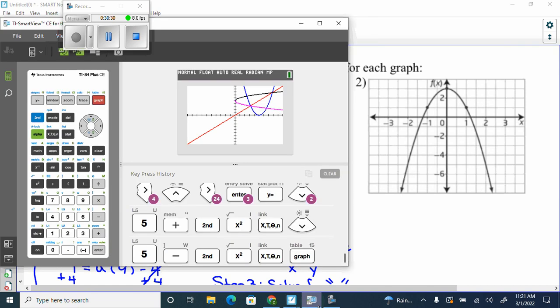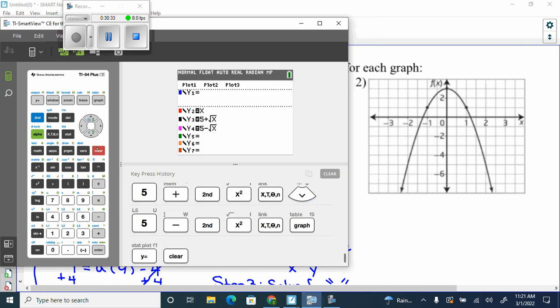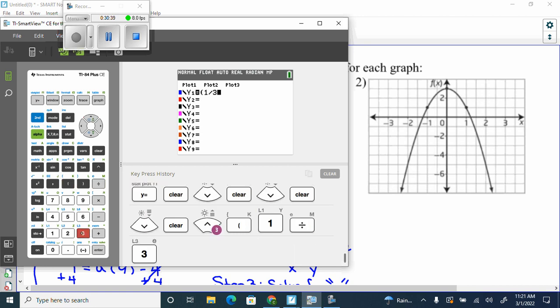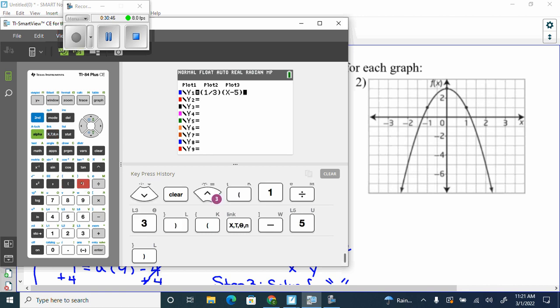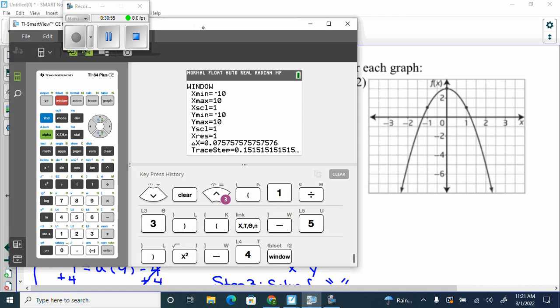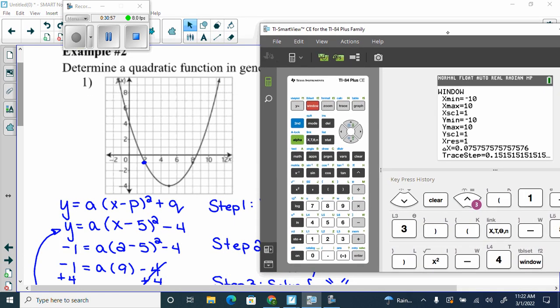You're going to tell me what it is again because I don't remember what it is. It's from yesterday. 3-1s. Okay. It was 1/3 x. What was it again? Squared. Okay, so we're going to go to window. Everyone go to your window. When we do zoom 6, our window's at negative 10, 10, negative 10, 10, right? It sets it back for us.